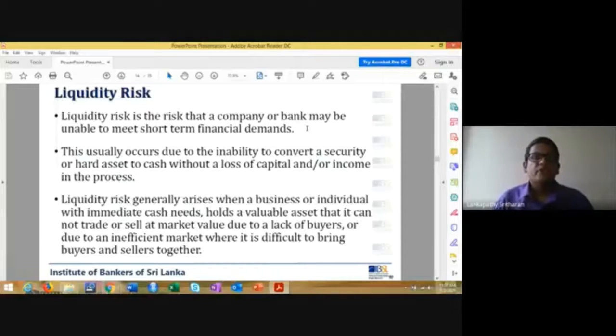You can take a note. The central bank requires the banks to maintain a statutory liquid asset ratio of 20% in their balance sheet. For example, if their total liability is 100 rupees, they have to keep 20 rupees as a liquid asset. The liquid asset means cash in hand, treasury bills and treasury bonds, and placements with other banks. Likewise, it is defined in the Banking Act.